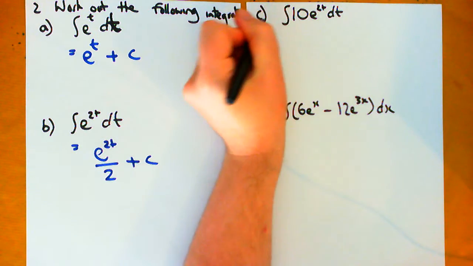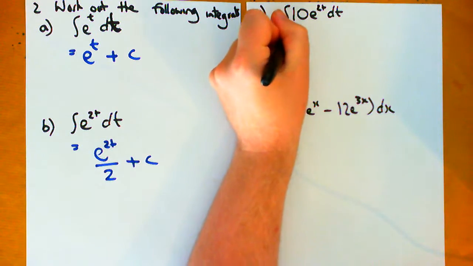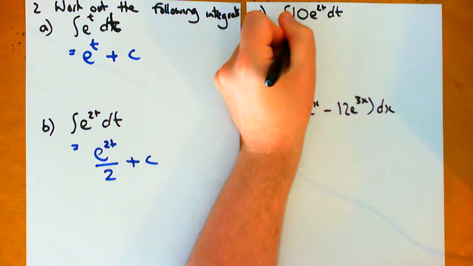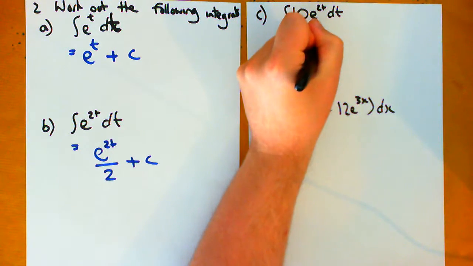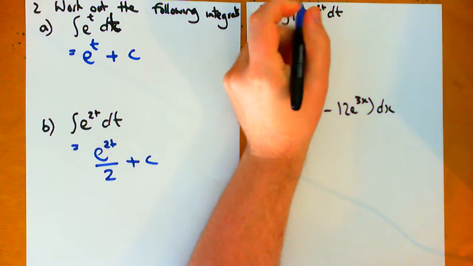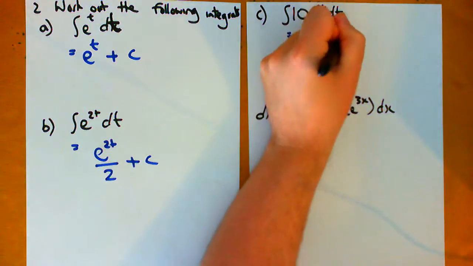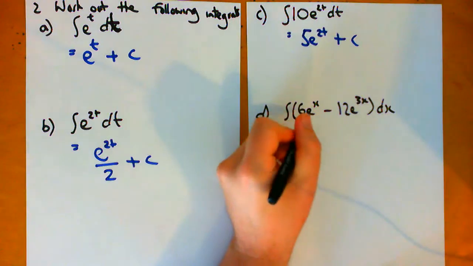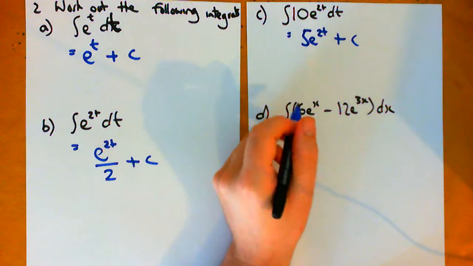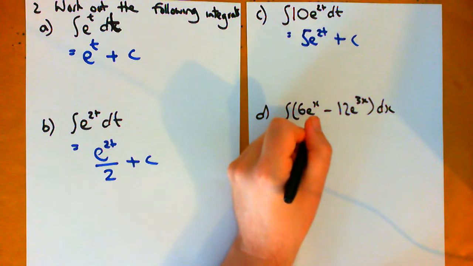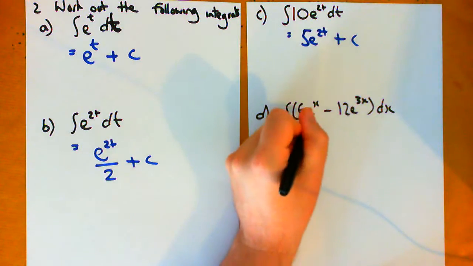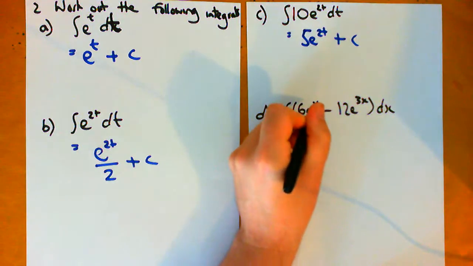Okay, so same thing here. If we integrate 10 e to the 2t, we get 10 times e to the 2t over 2. So we would get 5 e to the 2t plus constant. e to the x, as we said, if we integrate it, we get itself. So we get e to the x becoming e to the x.